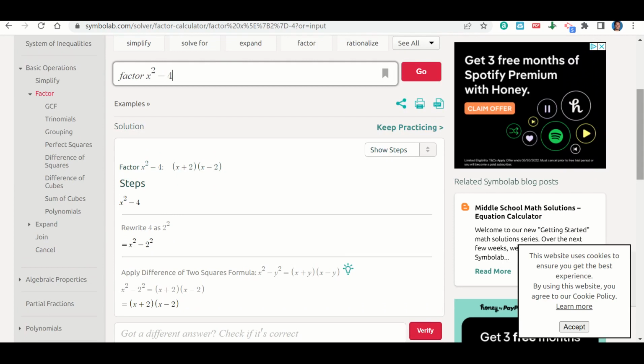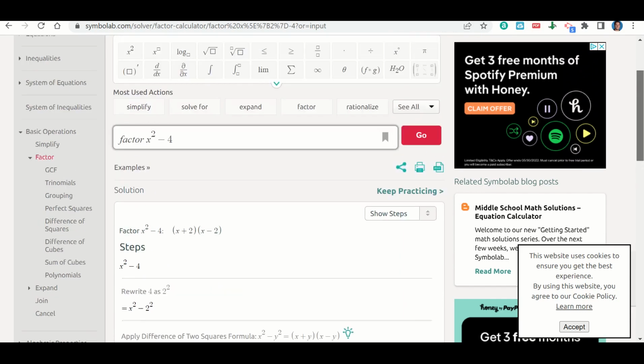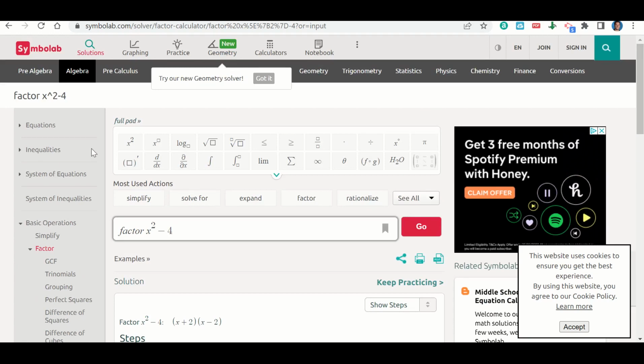So when I do that, it gives me the answer down here at the bottom. X plus 2 times x minus 2. And it shows me the steps of how I can get there. So this is one way to check your work to see if you did your work correctly when factoring. So this is how Symbol Lab Factor Calculator can help you with your factoring.